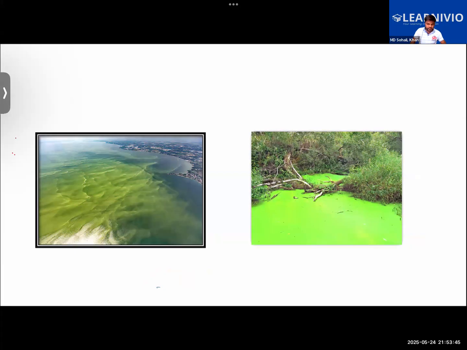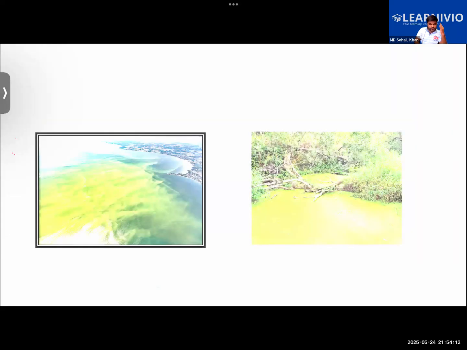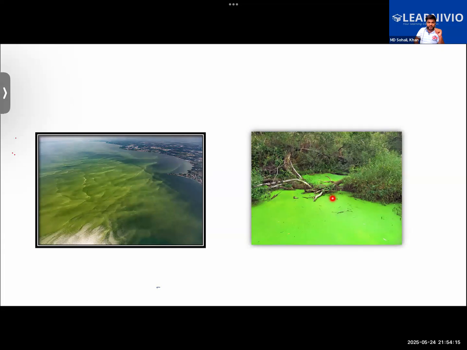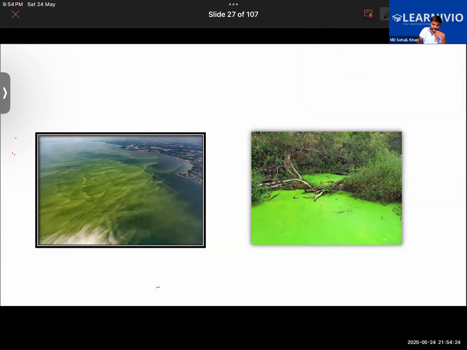Now, talking about the bad part of the alga. You know that in the chapter crop production and management, we learned that if an excessive amount of fertilizers is added to the soil, then due to agricultural runoff, those fertilizers may end up in nearby water bodies. Those fertilizers contain lots of nutrients, isn't it? So the water body is getting enriched with nutrients coming from agricultural runoff or from sewage water.